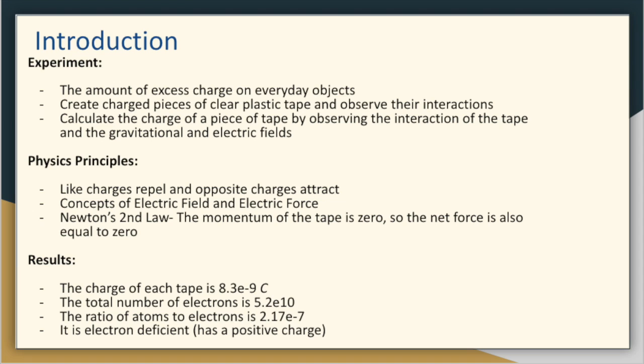At the end of this experiment, I got that the charge of each tape had a magnitude of 8.3 times 10 to the negative ninth coulombs. The total number of electrons on one piece of tape was 5.2 times 10 to the 10th, and the ratio of atoms to electrons was 2.17 times 10 to the negative 7. I also got that the tape was electron deficient, or that it had a positive charge.